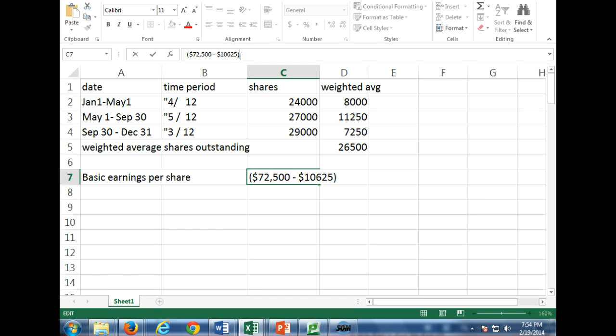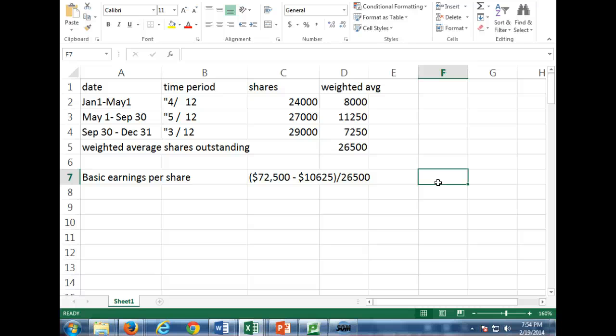So we've got to take the earnings, subtract from that the preferred dividends, and divide that by how many shares? Common shares? 26,500. What's that going to end up equaling, guys? $2.33 earnings per share.